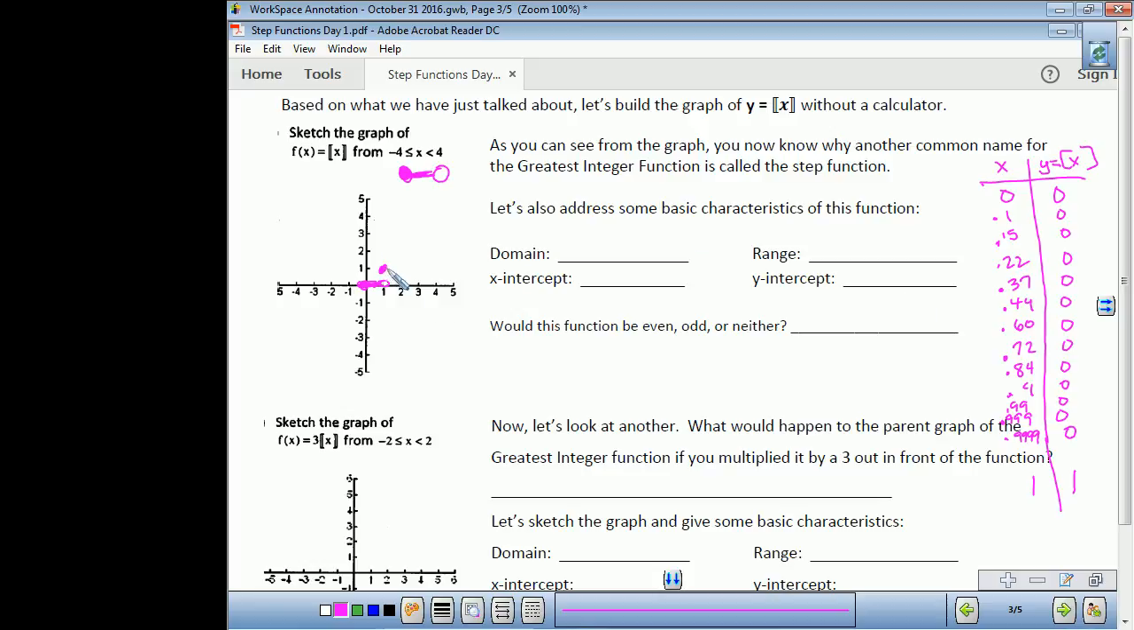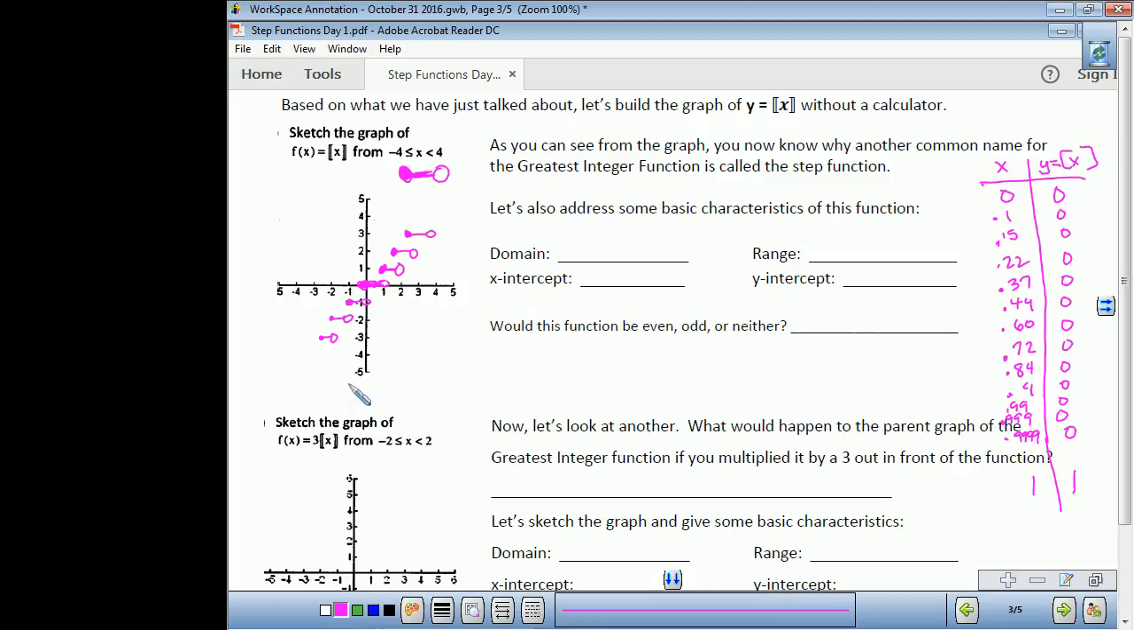And then what would happen right here? 1.1 would round down to 1. 1.2 would round down to 1. All the way up to 2. And at 2, we get 2. So 2 gives us 2. And the same thing would happen all the way over to 3. But at 3, it gives us 3. And the same thing would happen all the way over to 4. And the same thing would happen back this way. And do they look like a set of steps? Step function looks like steps.